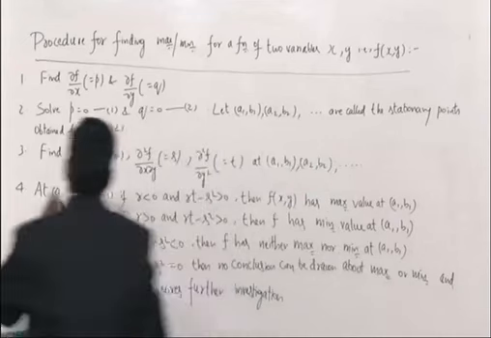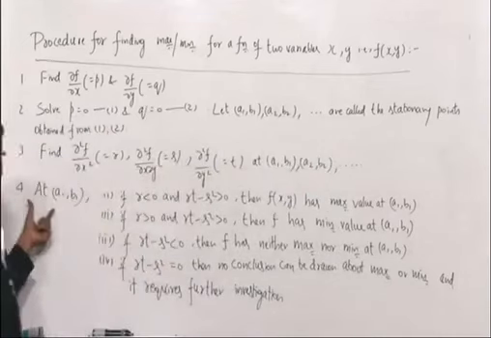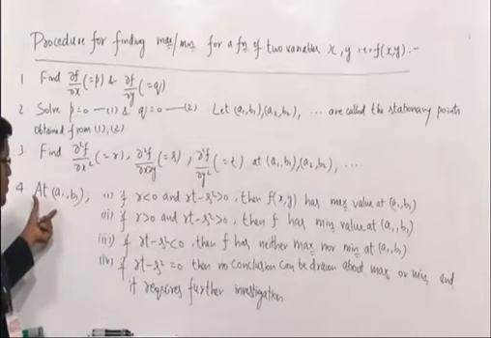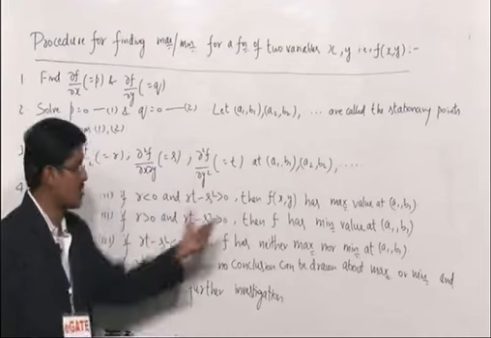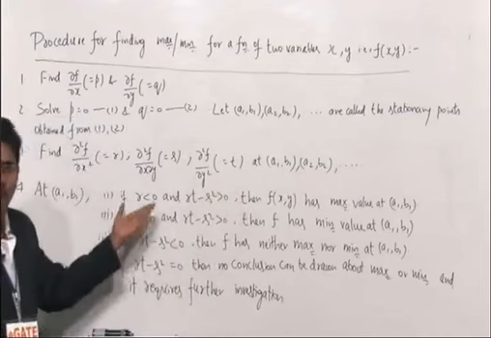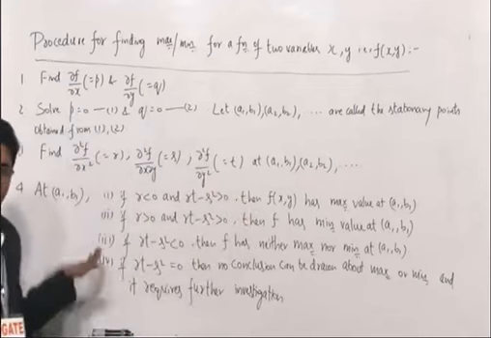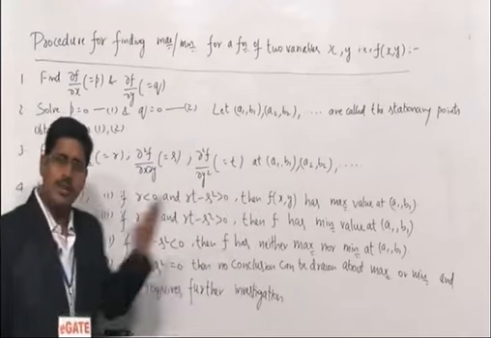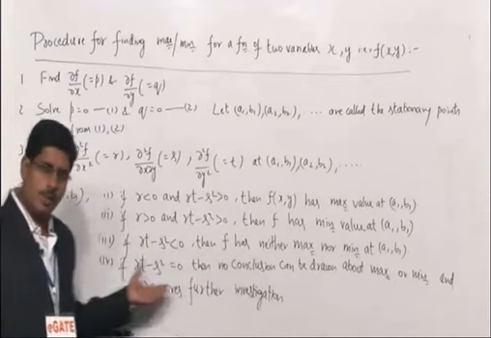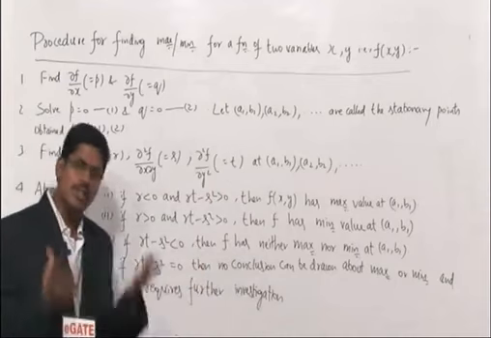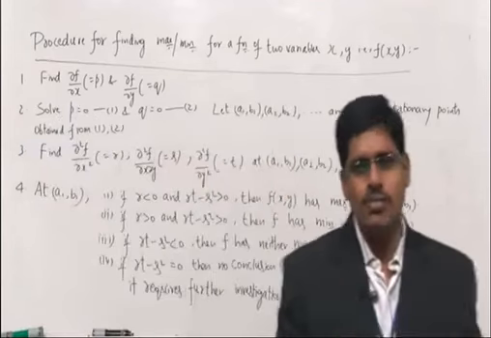Next, once you find the second derivatives at each point, come to step 4, just like in the one variable procedure. If r less than 0 and rt minus s square greater than 0, please learn this condition by heart, then this is maximum value. R greater than 0 and rt minus s square greater than 0, minimum value. If rt minus s square less than 0, neither maximum nor minimum. If rt minus s square is equal to 0, no conclusion can be drawn about maximum or minimum. It requires further investigation, that is, by assuming some positive values of x and y, then we can decide the nature.